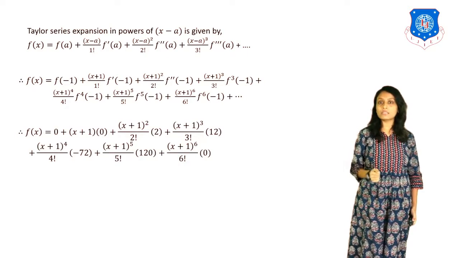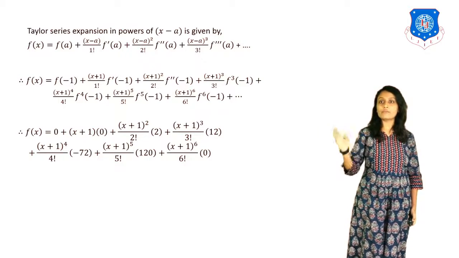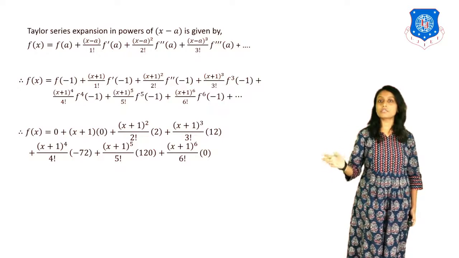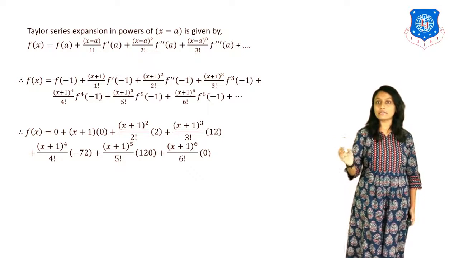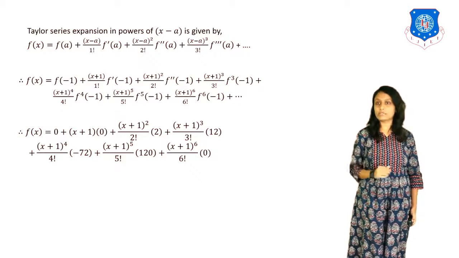So f of minus 1 is 0. You can see from the previous slide, right? Then f dash of minus 1 is 0. Then f double dash of minus 1 is 2, then 12, then minus 72. Right? We have to just substitute the value of this derivative at this particular point. Now what we have to do, we have to just simplify it.